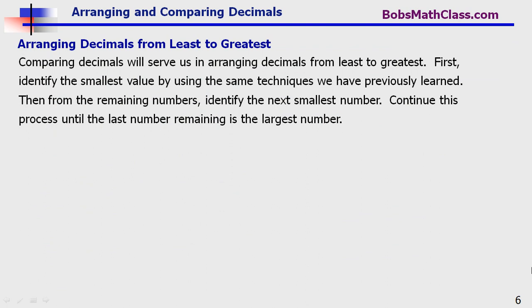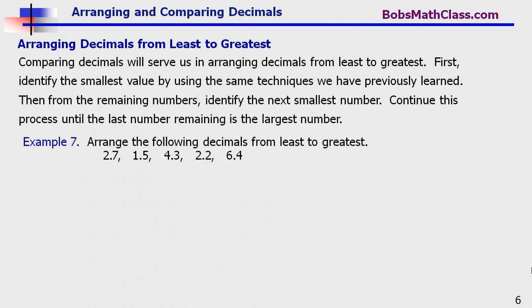Arranging decimals from least to greatest. Comparing decimals will serve us in arranging decimals from least to greatest. First, identify the smallest value by using the same techniques we have previously learned. Then, from the remaining numbers, identify the next smallest number. Continue this process until the last number remaining is the largest number. Okay, so arrange the following decimals from least to greatest. Well, which number is the smallest?